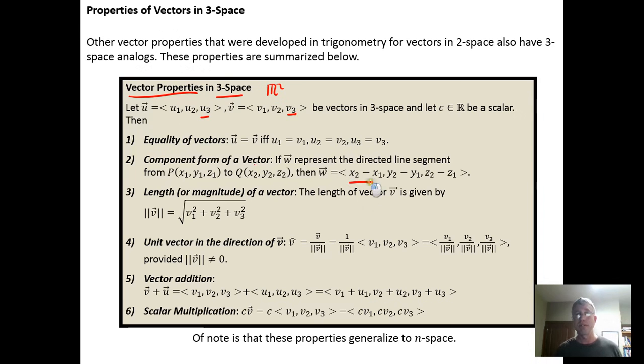Component form of a vector: take the differences between the components, and now we need to add z sub 2 minus z sub 1. For the magnitude of the vector in two-dimensional space, it was the square root of the sum of the squares of the vector components. It's still going to be the sum of the squares of the vector components, using the three-dimensional analog of the Pythagorean theorem. A unit vector is still going to be 1 divided by the length, but now you've got a third component, and the length is going to have a third component in the calculation. So all of the properties that we learn generalize to three-dimensional space, and they're going to generalize to n-dimensional space.